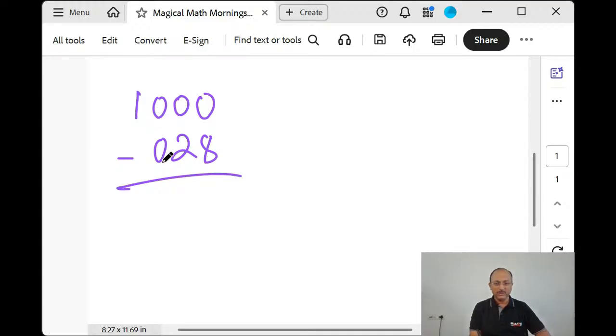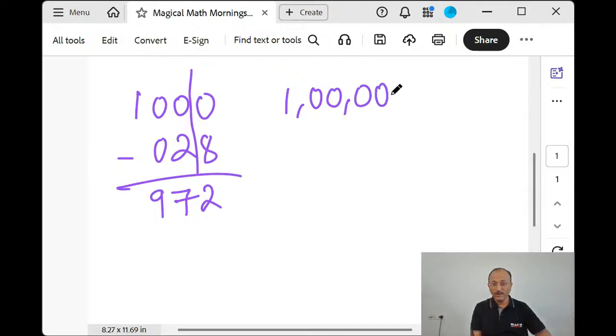Correct? So the nines complement we'll write same like what we did in the previous cases, for all the numbers except the last one, tens complement. So nines complement of 0 is 9, nines complement of 2 is 7, last one tens complement of 8 is 2. 972. Very simple.